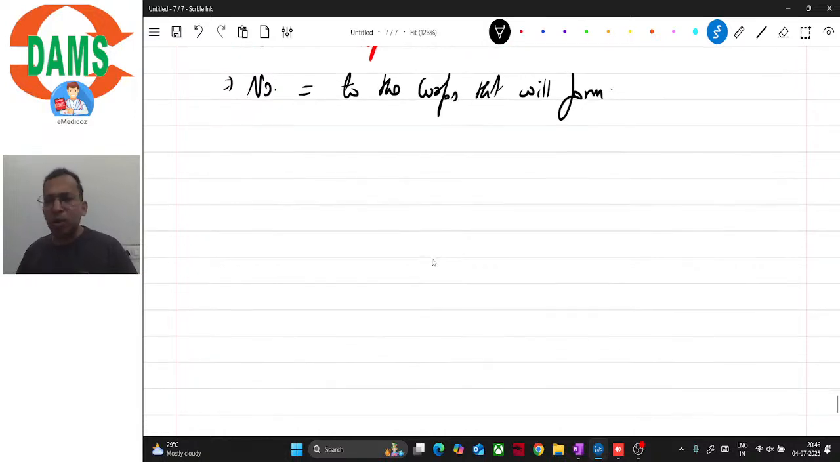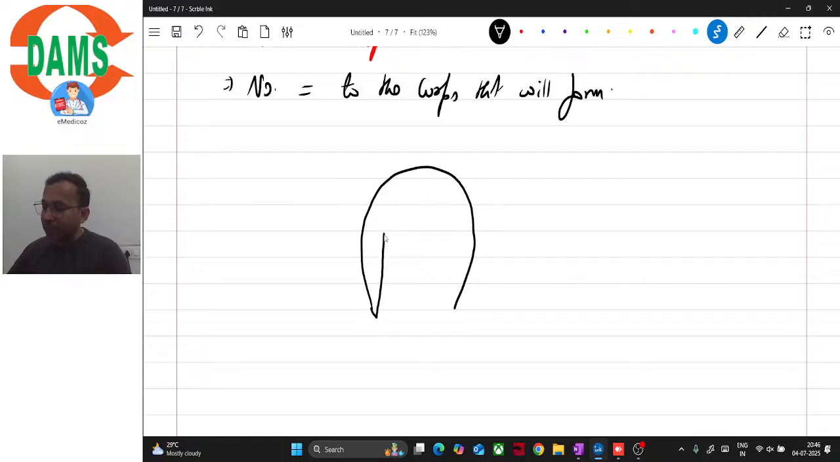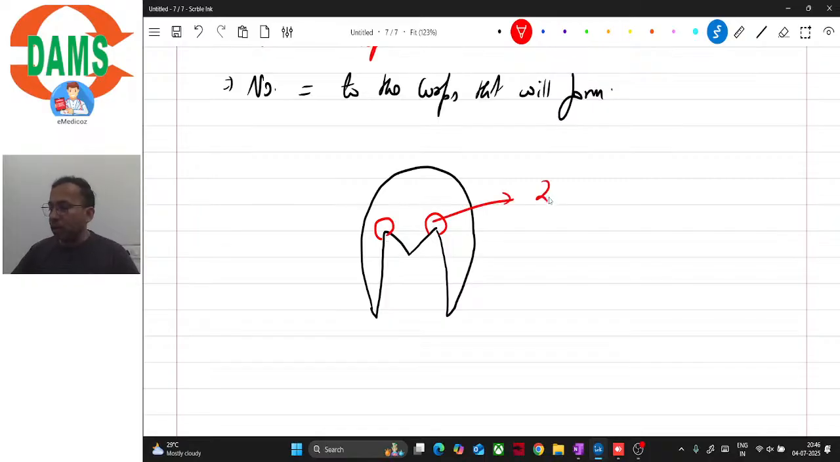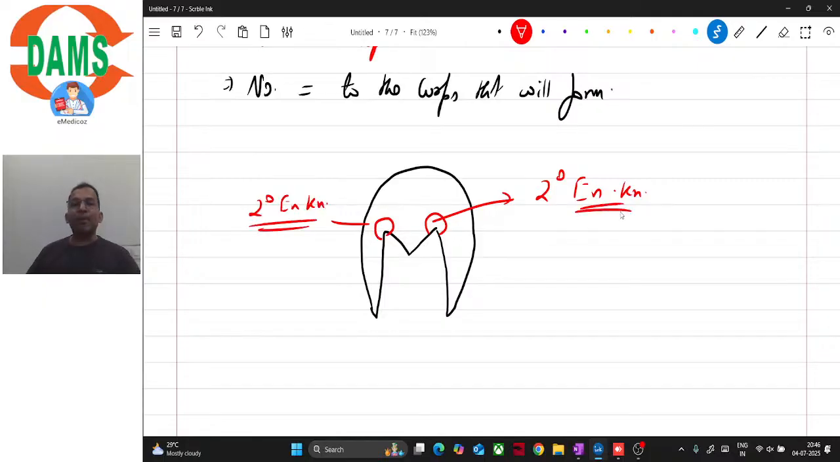So let's say we are talking about a premolar. And we know that the job of the secondary enamel knot is to inhibit mitosis. So if it's a premolar, it has two cusps. Now to establish the anatomy of these two cusps, there should be inhibition of proliferation at two locations, isn't it? So two secondary enamel knots will appear, right?